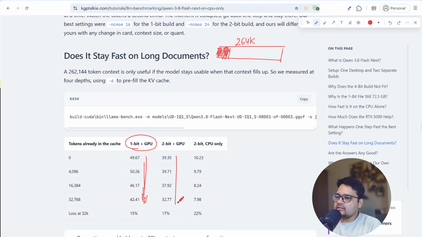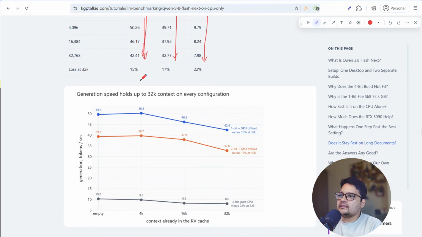Similarly, in 2-bit GPU, the token speed also started decreasing. And similarly, in a CPU as well, when I used only CPU, at that time also I saw my token speed started decreasing. So you can clearly see here, a little bit of decrement was there from 0 to 4K context. Thereafter, a linear decrement is coming.